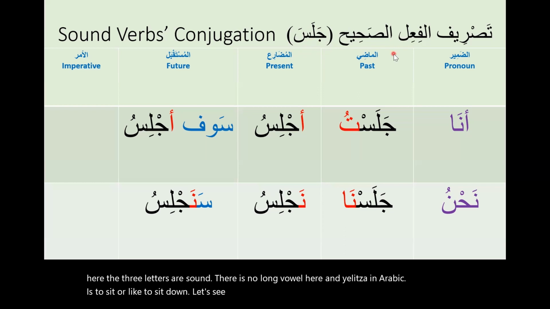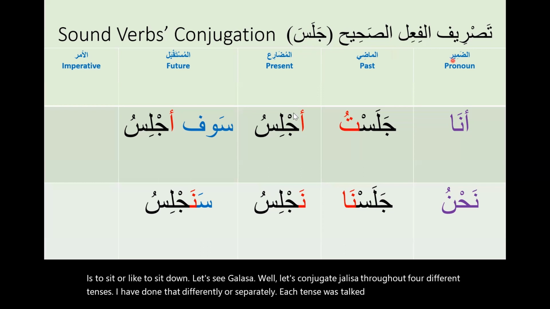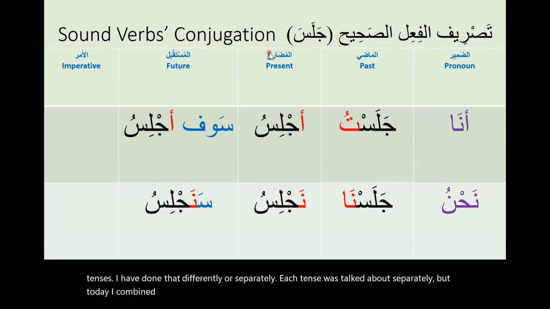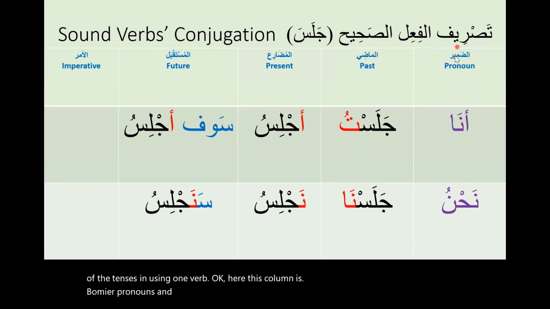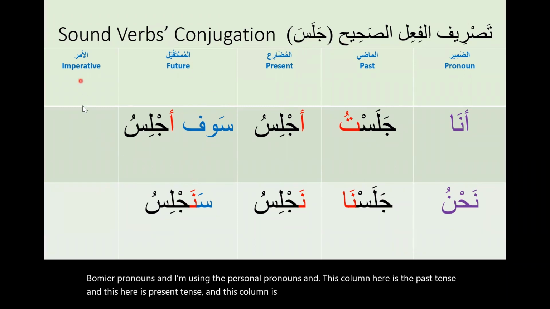Let's conjugate jalasa throughout 4 different tenses. But today I combine 4 of them just to have an idea, just to see this as a gist or as a conclusion of the tenses in using one verb. Okay, here this column is الضمير, pronouns, and I'm using the personal pronouns. And this column here is the past tense, and this here is present tense, and this column is future tense, and the last one is the imperative.